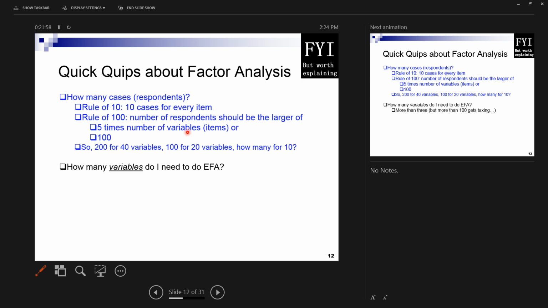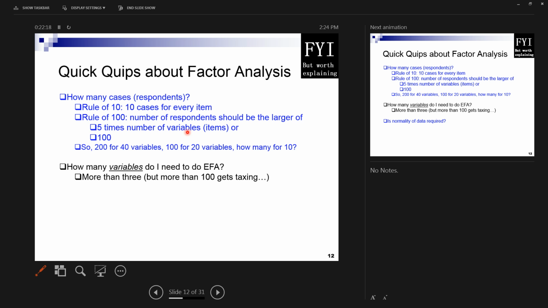How many variables do you need for an EFA? More than 3. Otherwise, if you only have 2, you can't have 2 latent factors. You can only have possibly 1. So you need at least 3 or I guess 4 for an EFA.